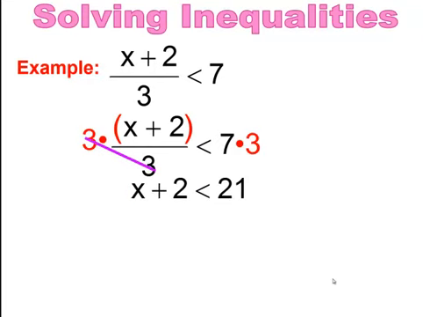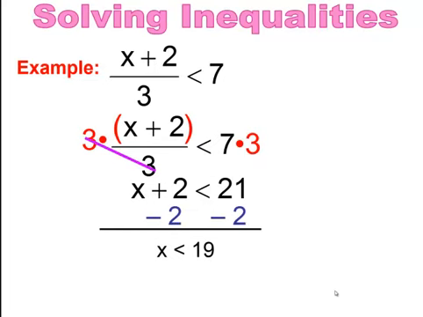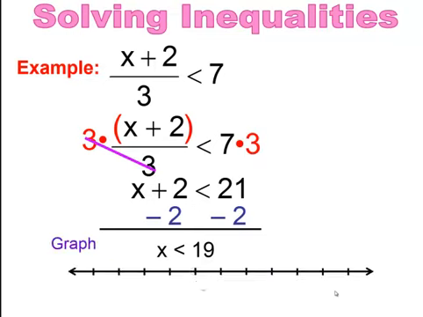And then you'll be left with x plus 2 is less than 21. And now you can solve for x by subtracting 2 from both sides, and your solution here will be x is less than 19. So now you're going to graph your solution. Again, it's an open circle at 19, and you're shading to the left because it's a less than inequality.